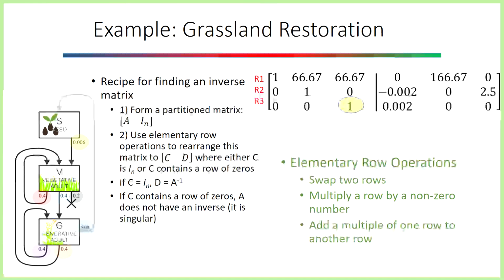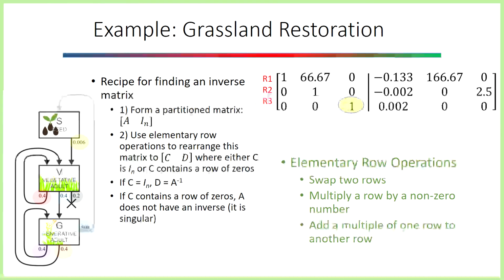And we can move up to row 1. This time we have to subtract off 66.67 times row 3 from row 1, which gives us 1, 66.67, 0, negative 0.133, 166.67, 0 in the first row.